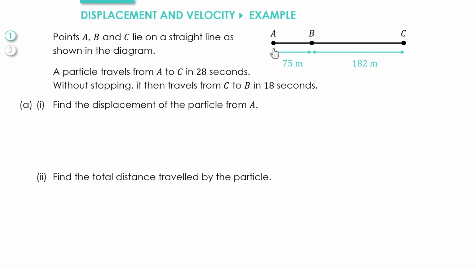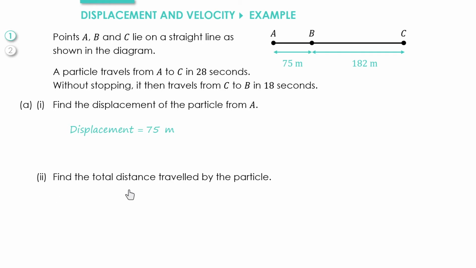First of all, let's look at the displacement then. So the particle travels from A to C and then back to B. When we're looking at the displacement, we're not actually bothered how it gets there. All we're interested in is where is it relative to where it started. If it finishes at B, it's 75 metres from where it starts, so the displacement is simply 75 metres. There's no calculations to do for that part.